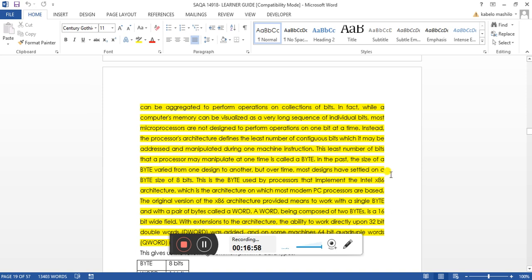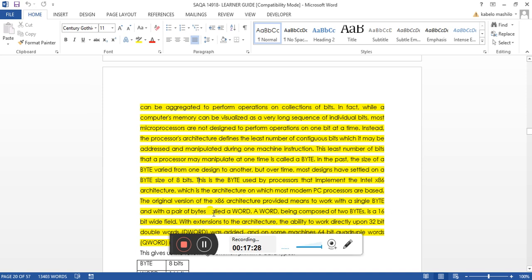In the past, the size of a byte varied from one design to another, but over time, most designs have settled on a byte size of 8 bits. Remember, 8 bits consist of 256 values. This is the byte used by processors that implement the Intel x86 architecture, which is the architecture on which most modern PC processors are based.